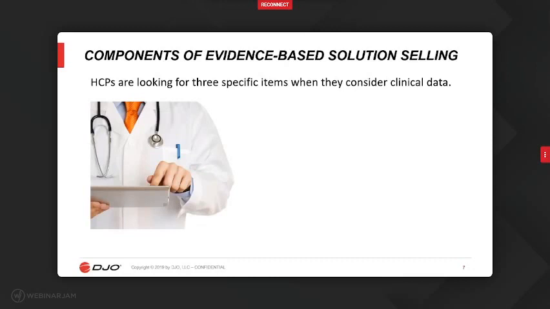In this 5-step process, there are in fact 3 very important items. It's the items the HCPs are looking for when they consider the clinical data. So the first is the validity. So this is about an appropriate study design in order to decrease the likelihood of bias.